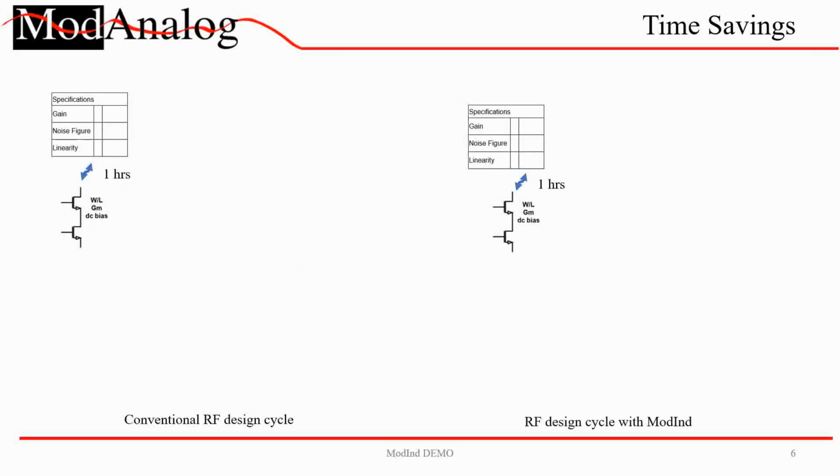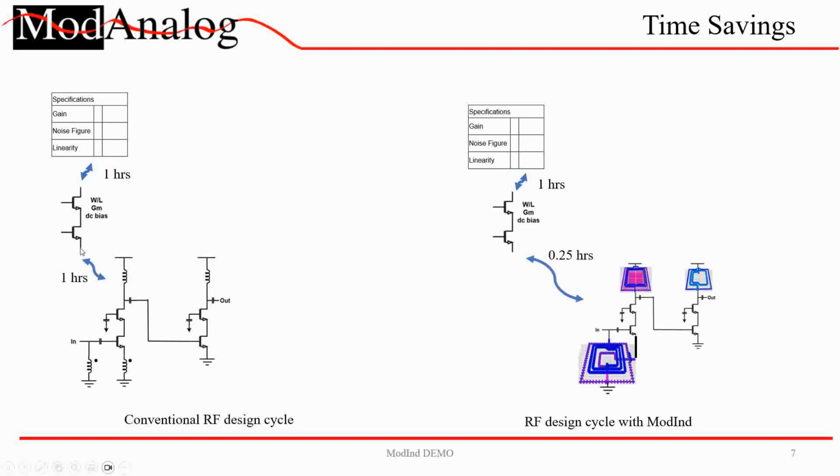Let's quickly take a look at the time savings over conventional RF design cycle. Most RF design cycle begins with translation of specifications to active device size. Once active device size is already determined, the designer needs to create the passive networks that is needed to provide matching. The passives will then need to be laid out, EM simulated and resized to finally meet specifications.